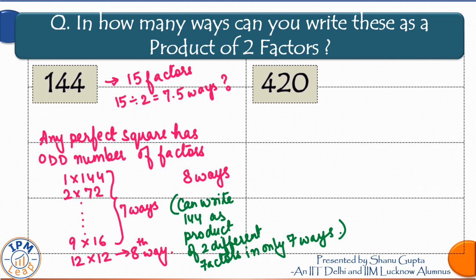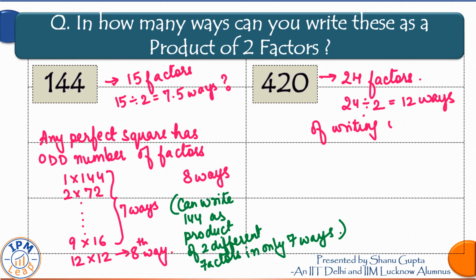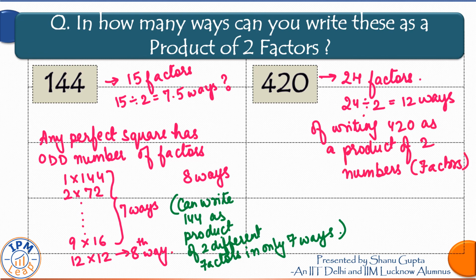Next is the number 420. 420 has 24 factors and 24 divided by 2 is 12. So there are 12 ways of writing 420 as a product of two numbers, or we can say two factors.